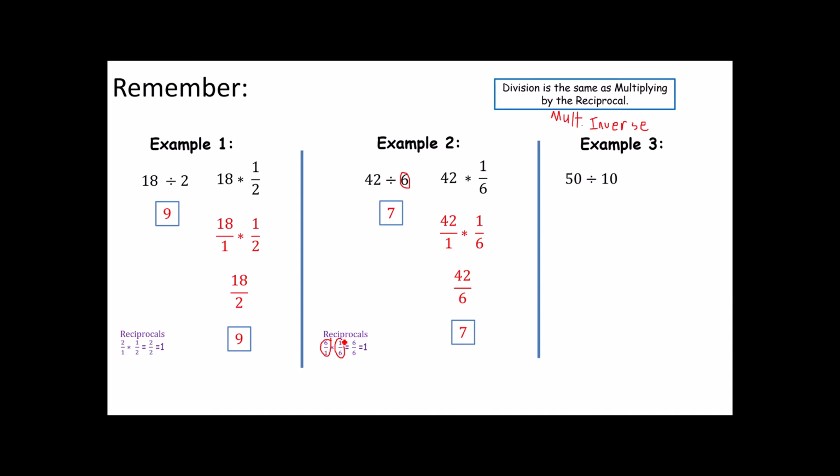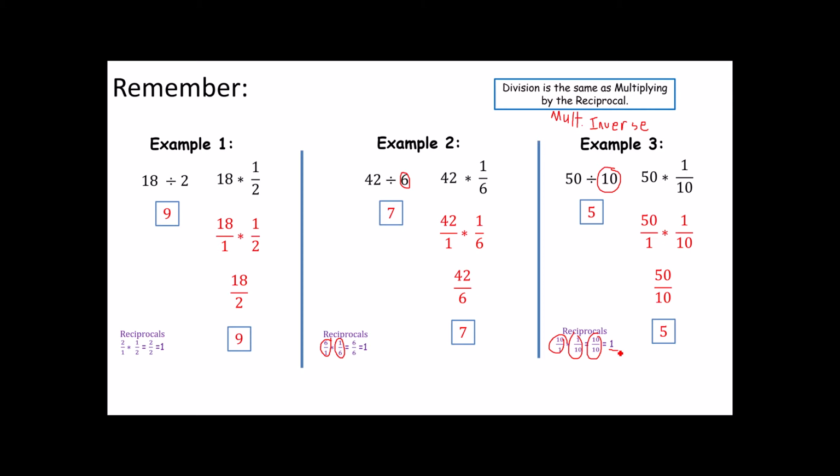Let's do one more. 50 divided by 10, hopefully you know that's a 5. The multiplicative inverse of 10, hopefully you know, is 1/10. Dividing by 10 should give us the same answer as multiplying by the reciprocal or multiplicative inverse. Notice 50 is the same as 50 over 1. I multiply the numerators, I multiply the denominators, and I get 50 over 10, which is 5. That's because 10 over 1 and 1 over 10 are reciprocals. You multiply them together, you get 10 over 10, which is a 1.